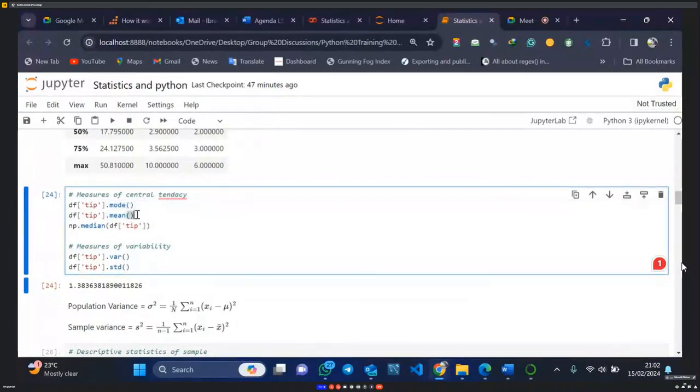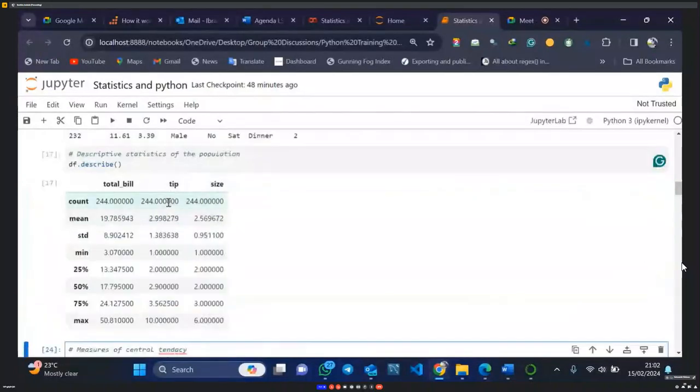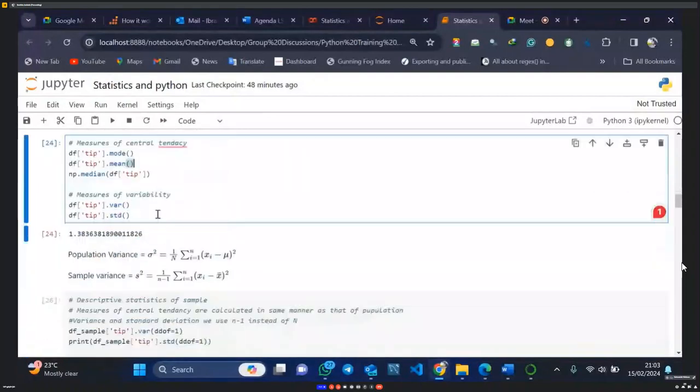The second function will look for the mean of the population also. And then np.median will look for the median, and here we are using NumPy. It will look for the median of the tip, this column here. So everything that we run will be checking on this column known as the tip. So let me try and explain this other one.